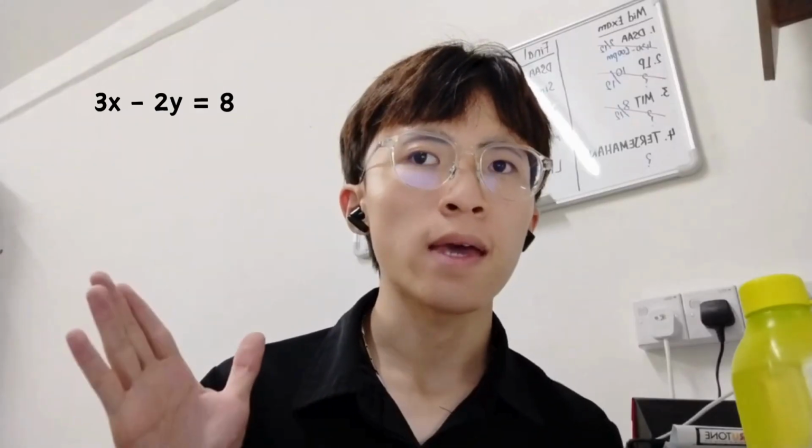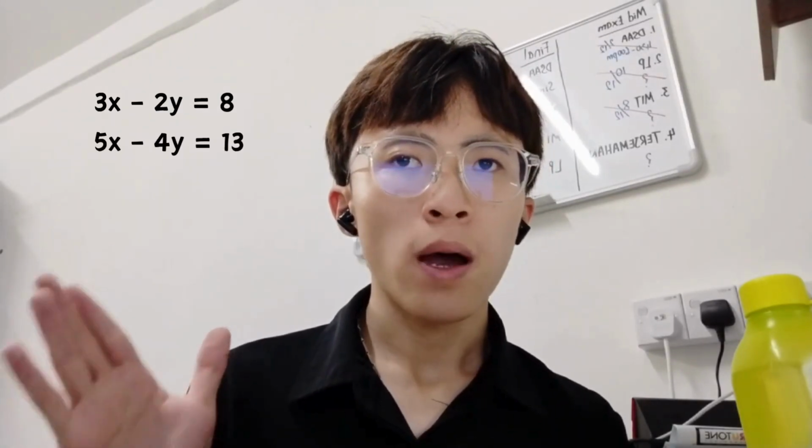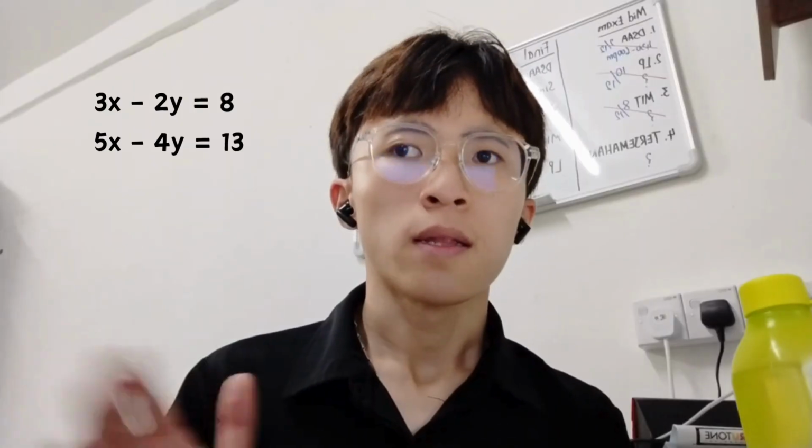Our first equation is 3x minus 2y equal to 8, and our second equation is 5x minus 4y equal to 13. We will use matrices to solve this system step by step, starting with setting up the augmented matrix and applying ERO theory methodically. Let's begin.